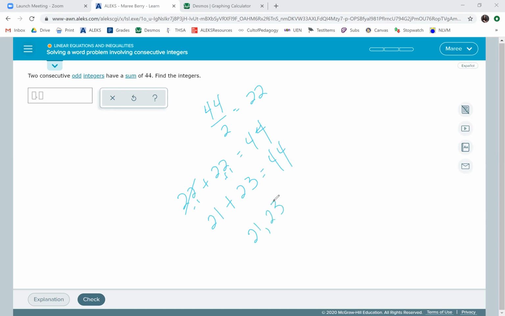Now, if we want to do it the way they said, let's have the first one be x and the second one be x plus 1. Then when we have 2x plus 1 equals 44, we take away 1. Wait. Oh no, they're odd integers. Whoops. So if the first one's odd, the second one you have to add 2 in order to get the next odd number. So when you subtract 2, you get 42. The first number is 21, and because they're consecutive odd, the next one will be 23. So either way, you could do that.